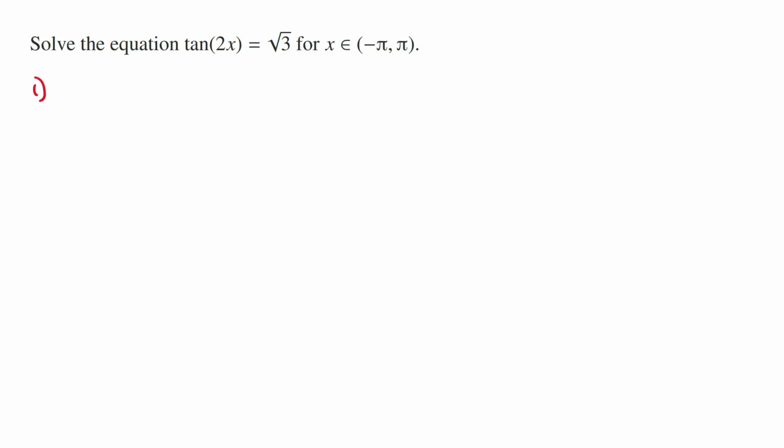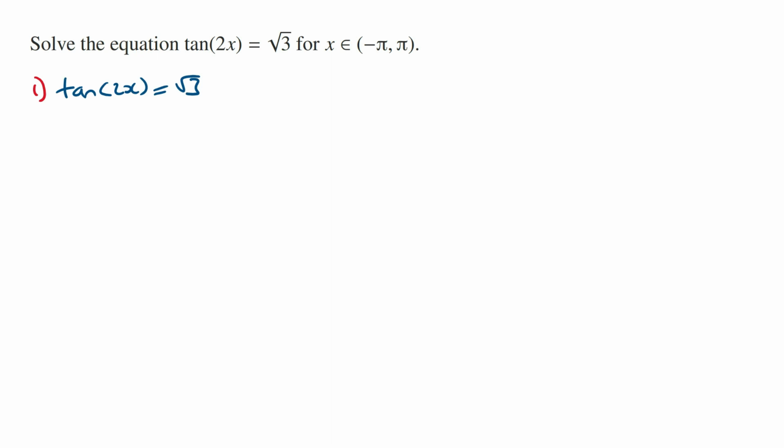The first step when solving any trig equation is to rearrange the equation to make the trig function the subject. For this question, the tan function is already the subject, and so we can just rewrite this as tan of 2x is equal to the square root of 3. And we don't need to rearrange anything.